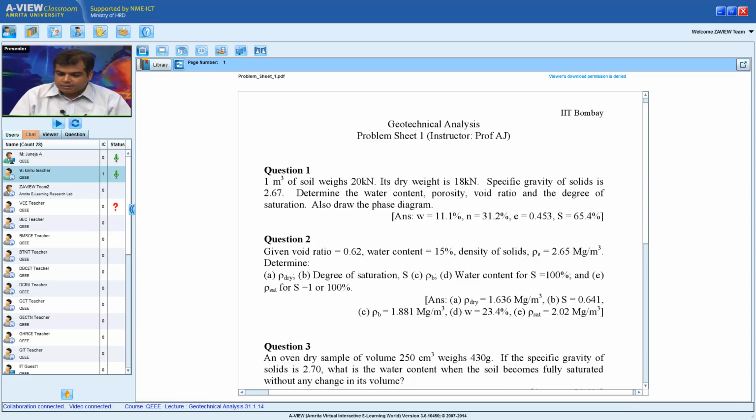So my question is that I didn't understand the void ratio between the coarse grain and fine grain particles. My question is that the void ratio of coarse grain particles is smaller than fine grain particles. How is it, sir? I didn't understand.